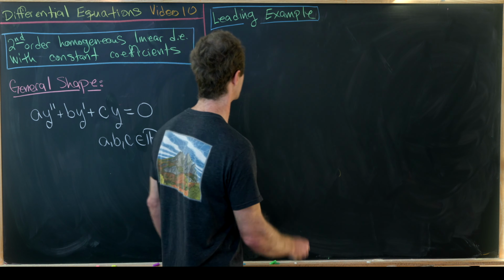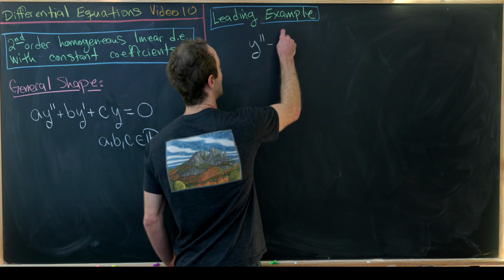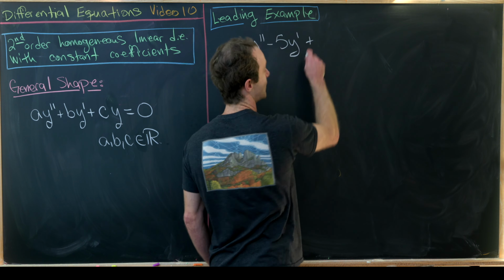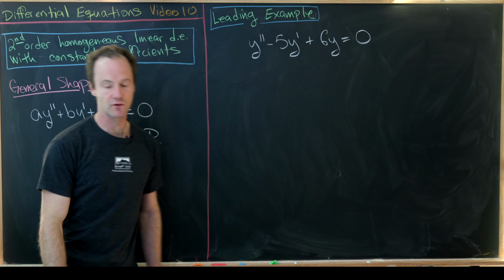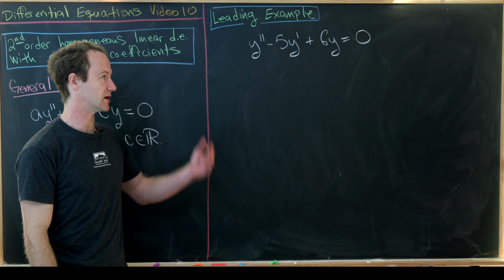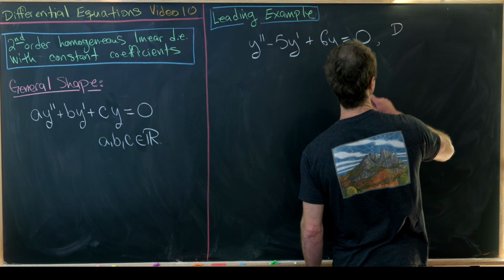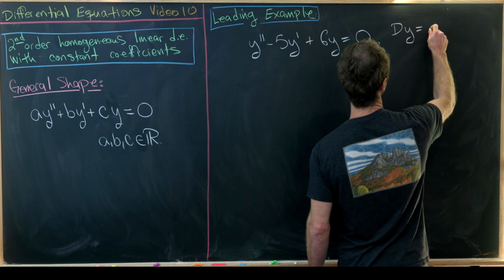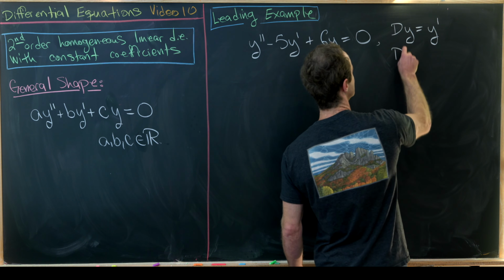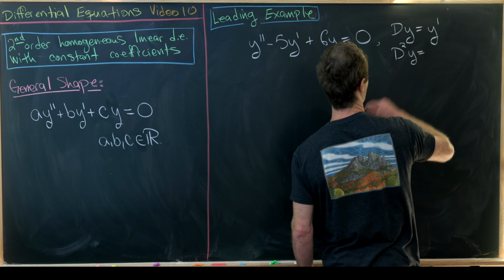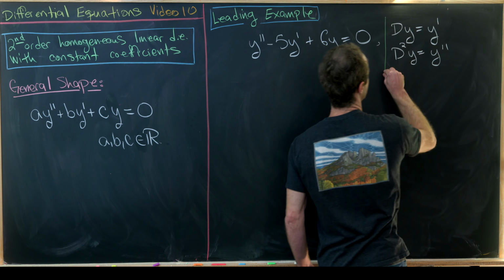Okay, so I'd like to start with a leading example, and that leading example is y'' - 5y' + 6y = 0. Great. Now I'm going to do a trick here, and that trick really isn't anything. I'm going to define an operator D, and that operator attacks the function y and turns it into y'. So if we square the operator D and attack the function y, we get y''. So this is just the derivative operator.